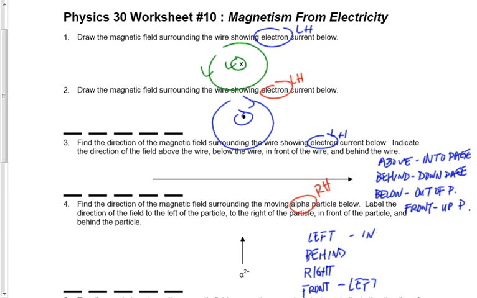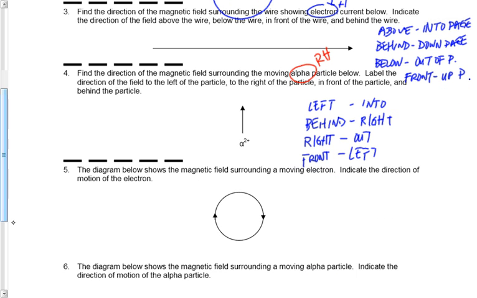Behind the wire, it's going to be to the right. We know it's going to be opposite, but we can double check that. Right now my fingers are behind the wire. They're pointing towards the right side of the page. To the right of the wire, it's going to be out of the page. How many people got that one right? That one's harder, eh? Questions 3 and 4.